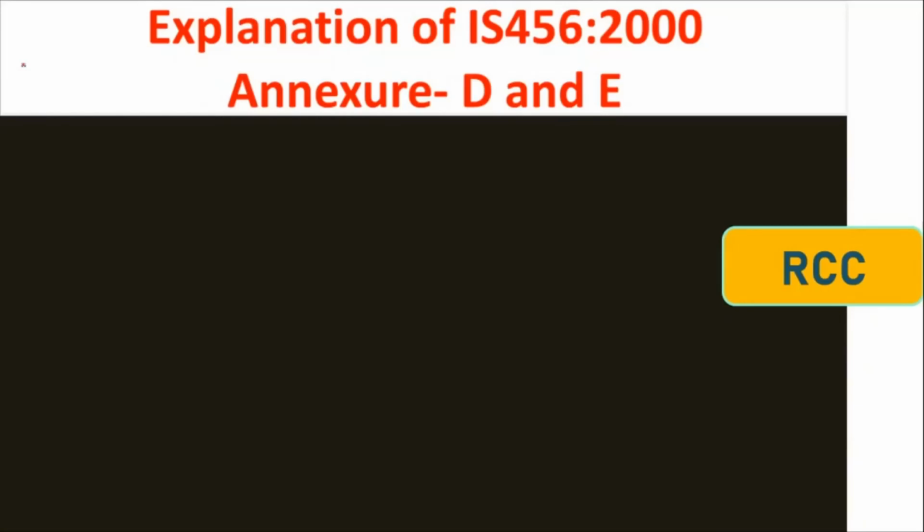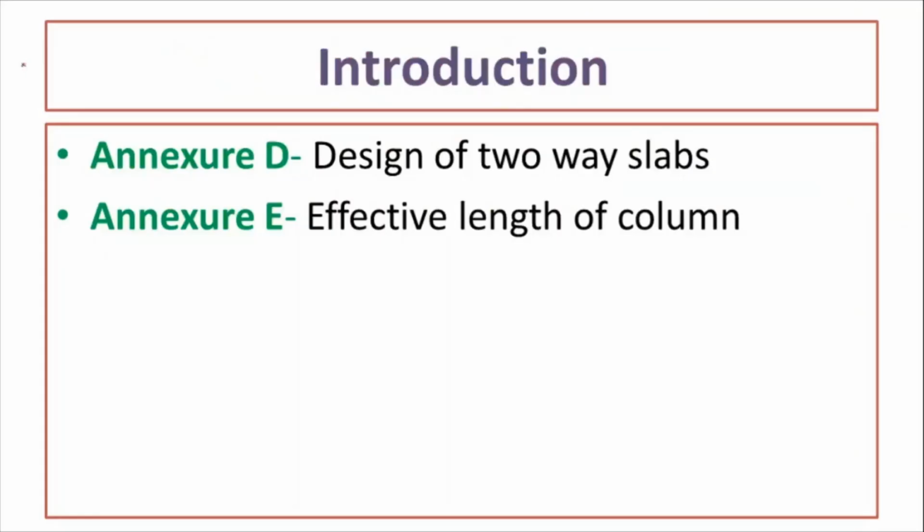In the last video we have seen the annexure B of IS 456, which was related to the working stress method. And in this video we are going to see the annexure D and E. So annexure D is related to the design of two-way slabs, and annexure E is related to the effective length of column.